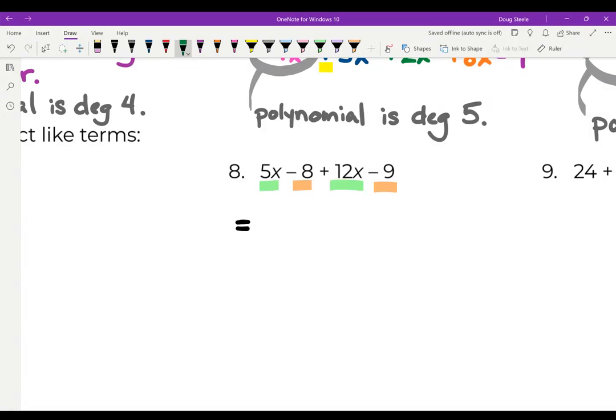So I have 5 x's, and I'm adding 12 more x's. So that gives us 17 x's in total. I look at my other type of term, my constant terms. I have negative 8 minus 9. That gives us minus 17. At this point, I can't put those terms together anymore. They are not like terms. They are unlike terms. And therefore, unless I know the value of x, I can't go any further.